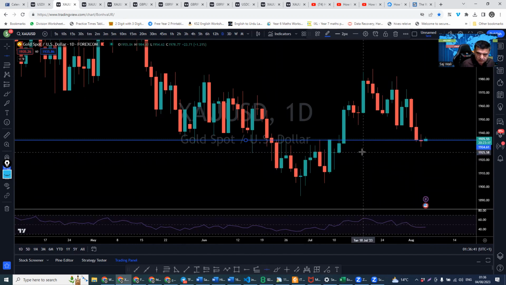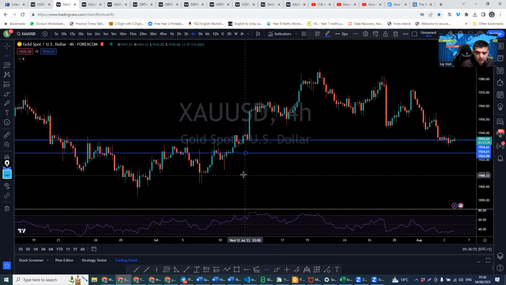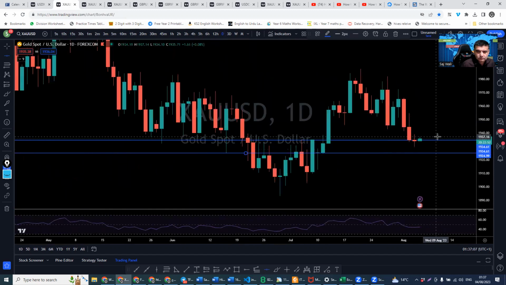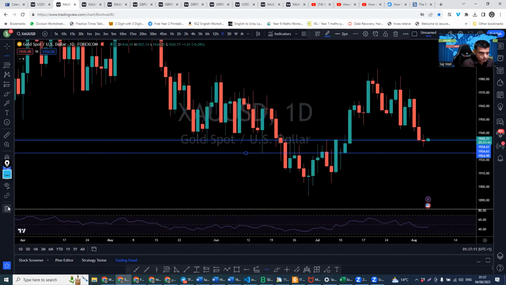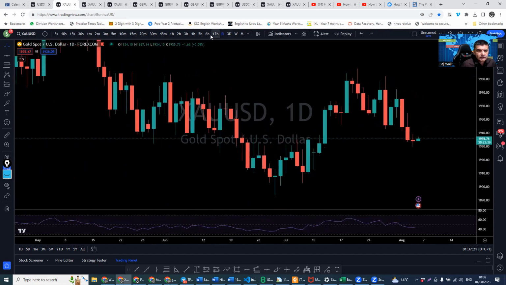In case, I would say that probably the next level is around 1924, and we've got the 1920 level. So maybe the market gives a spark to this level before we move to the upside. Let's see. And that's the daily situation.